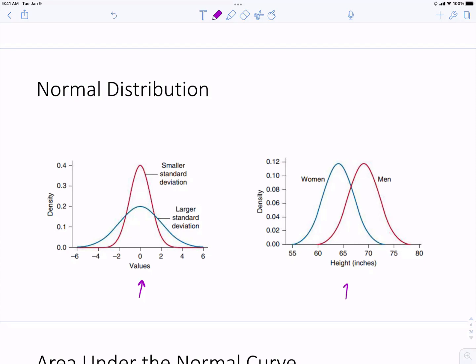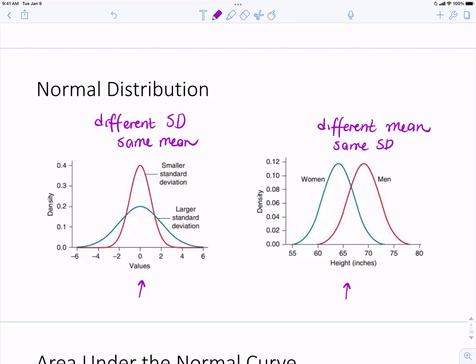On the right, we have 2 curves that seem to be spread out in about the same manner. So the standard deviations of these 2 curves are the same. But what is different is where their center is. So these have different means, because the mean is where the curve is centered, but the same standard deviation. Whereas the ones on the left have different standard deviations but the same mean. So their spread is different, but their center is the same. Okay, so that's an introduction to the normal curve.